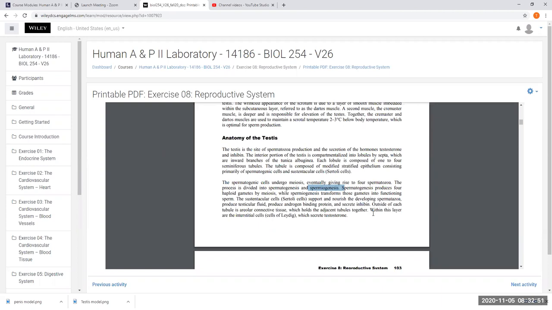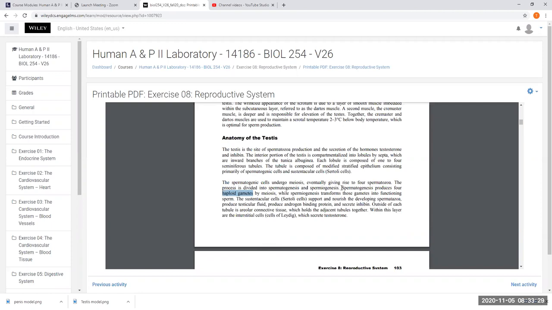So when a cell has half of the number of chromosomes, it's called haploid. So all the gametes are haploid. The egg cells ultimately end up being haploid. The sperm cells are haploid. And that's why when fertilization occurs, you gain 23 chromosomes from mom because there's only 23 in the egg, and you gain 23 from the dad because there's 23 in the sperm cell. So when a sperm cell fertilizes the egg, you now have 46 chromosomes. Okay. So that's what haploid means.